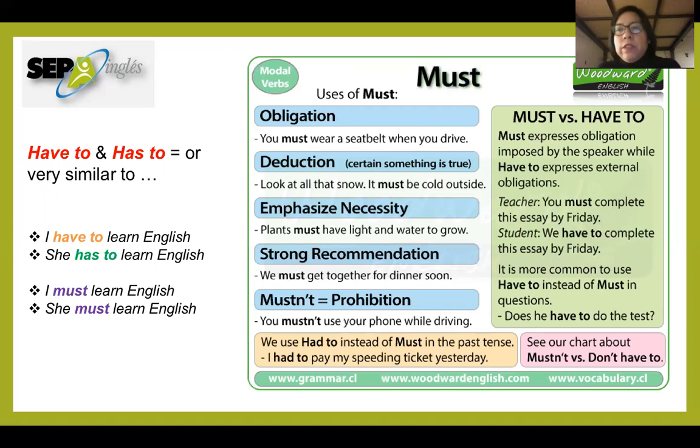Okay, so what is the main difference between must and have to? We can say that must expresses obligation imposed by the speaker, while have to expresses external obligations. Although, to be honest, in real life, there's not such a clear difference between both of them. Most of the time you can use them interchangeably, must and have to. It is more common to use have to instead of must in questions. Does he have to do the rest? It's more usual than saying must he do the rest?